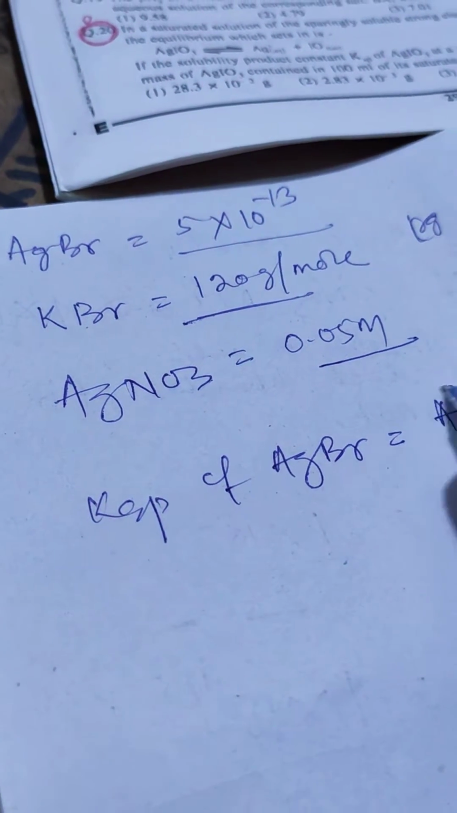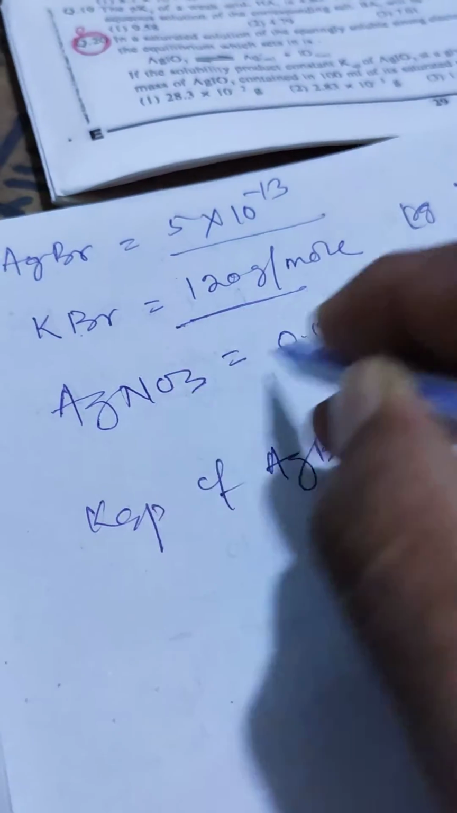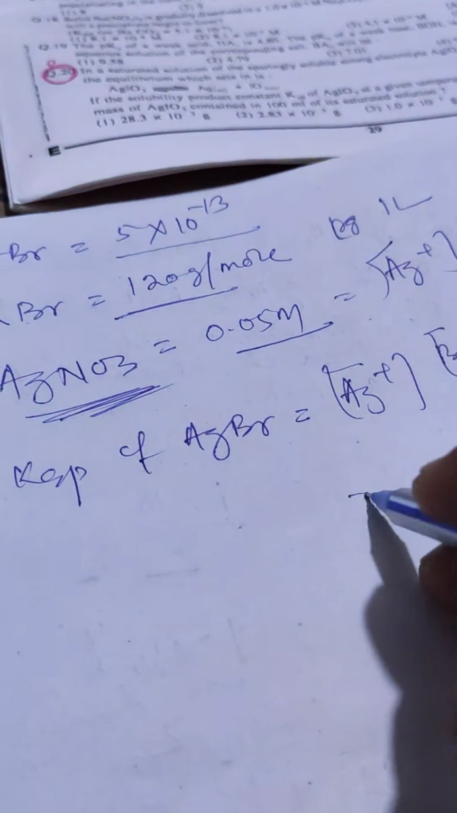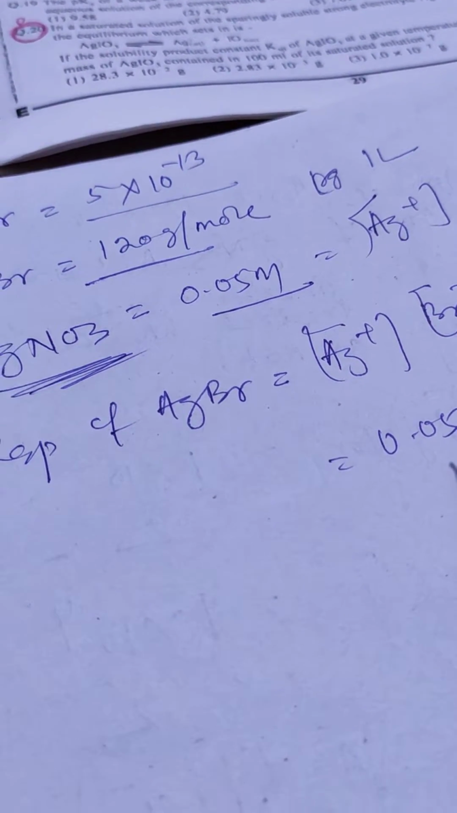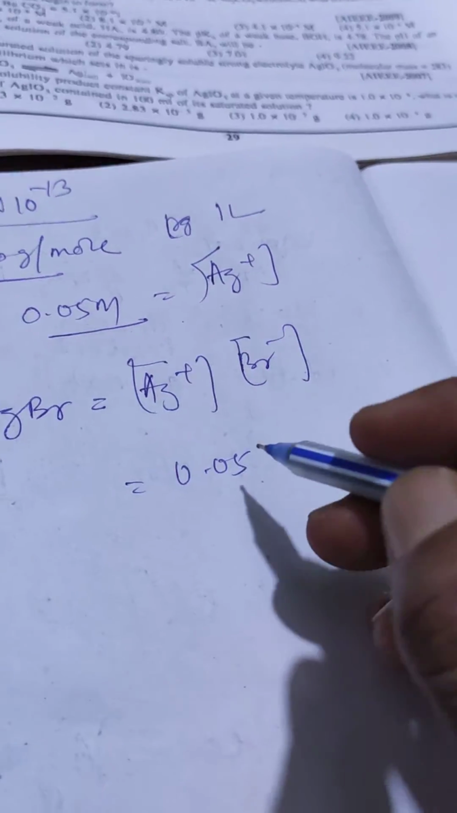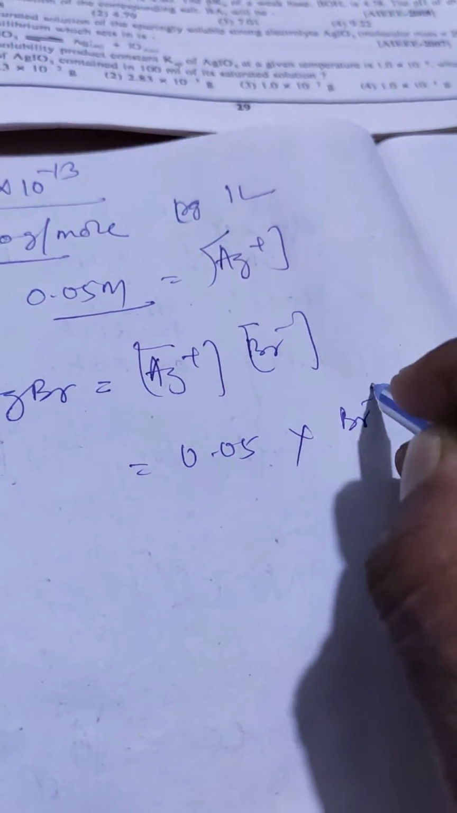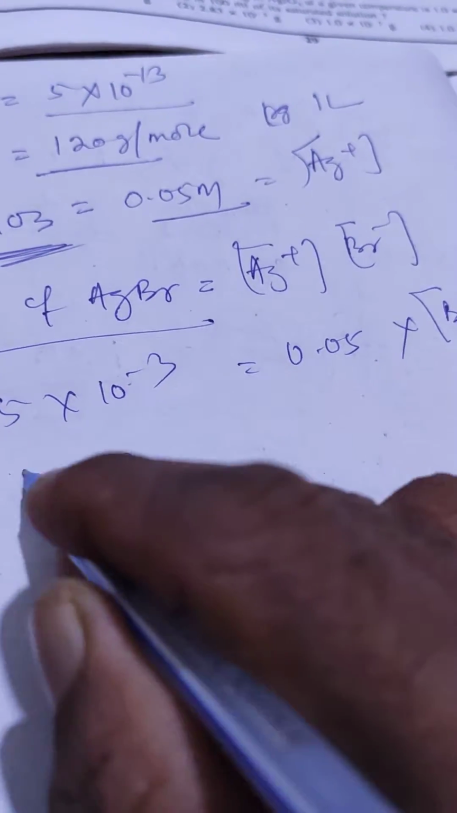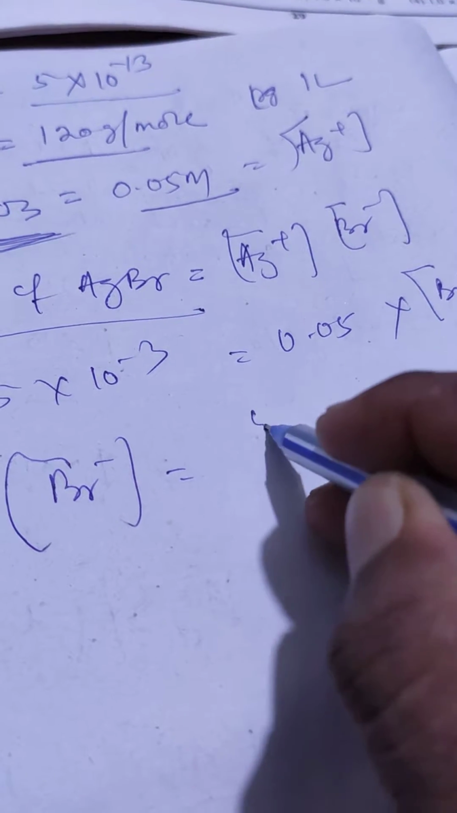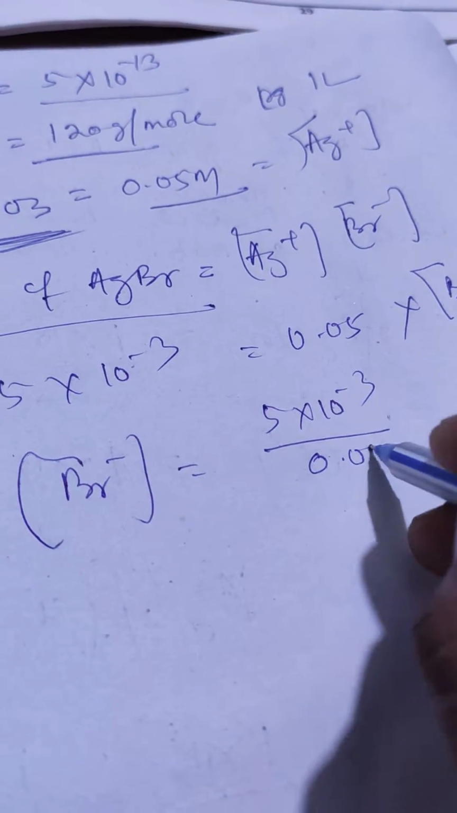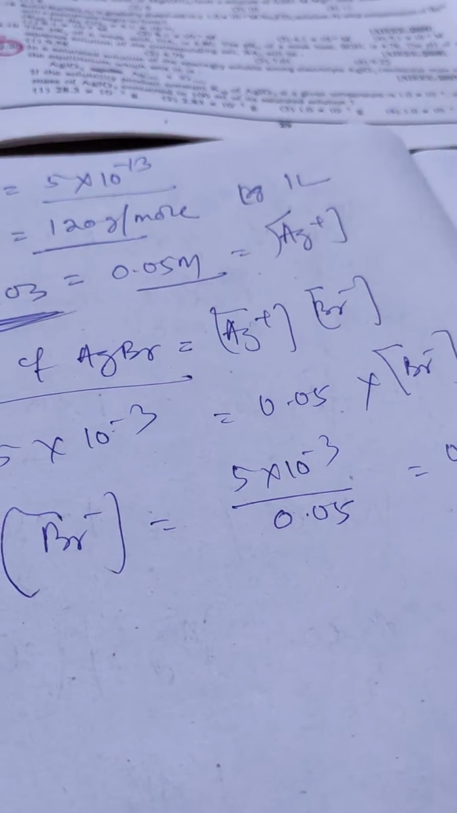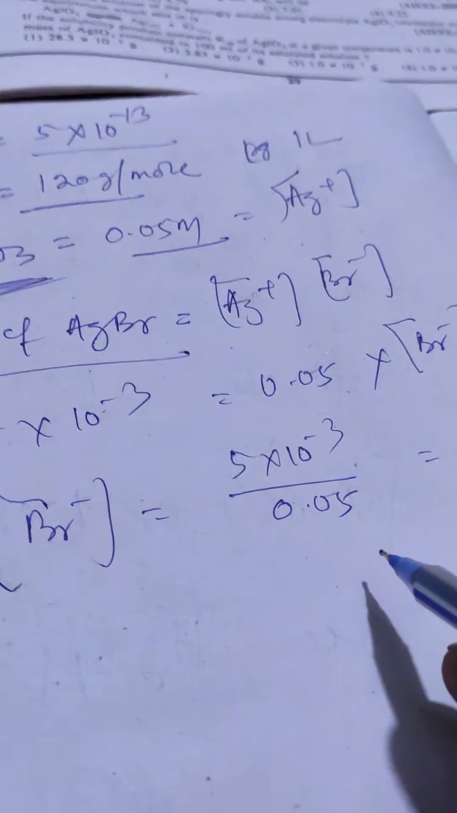Ksp is equal to the Ag plus concentration into the Br minus concentration, and the Ag plus concentration is nothing but the AgNO3 concentration. The Ag plus concentration is equal to 0.05. And what about the Br minus concentration? That we have to find out. The Ksp is given as 5 into 10 to the power minus 3. Now the Br minus concentration you can calculate. So the Br minus concentration is equal to 5 into 10 to the power minus 3 by 0.05. How much does it come to? 0.1. So the Br minus concentration is 0.1.